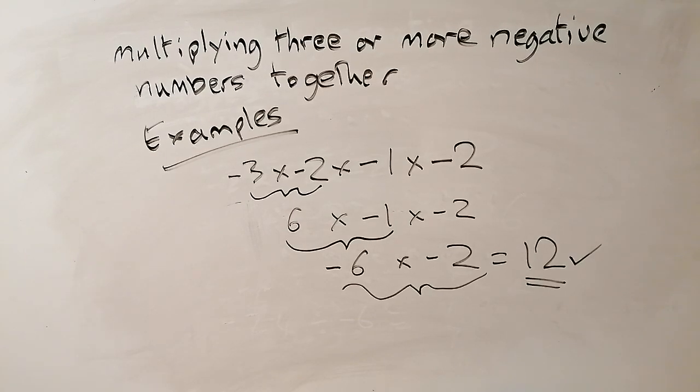So it's really important to be able to break down, if you like, your multiplications. If you're multiplying 3 or more numbers together and they're all negative, then you can break it down into chunks, if you like, into just multiplying 2 numbers at a time and do it that way, because that's the easiest way of doing it.